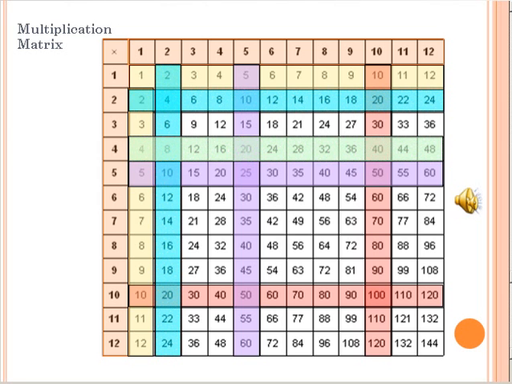Students often talk about times 4 as double the double, which is if you had 9 times 4, you would do 9 plus 9, which is 18, and then add another group of 18. That's doubling and then doubling again, hence double the doubles.